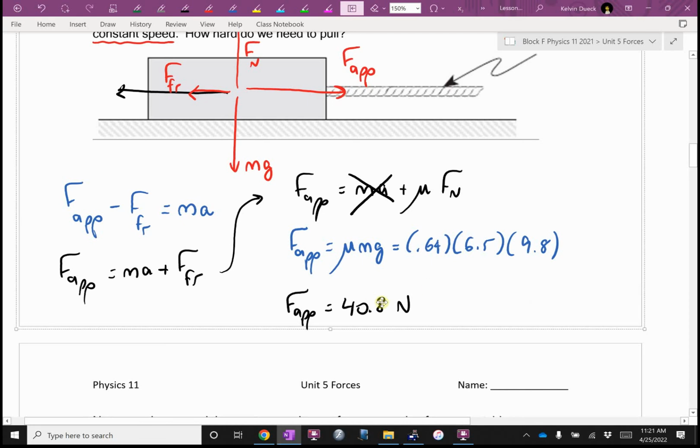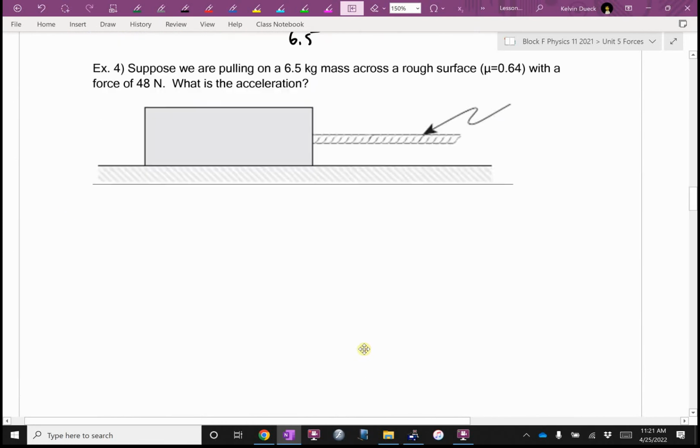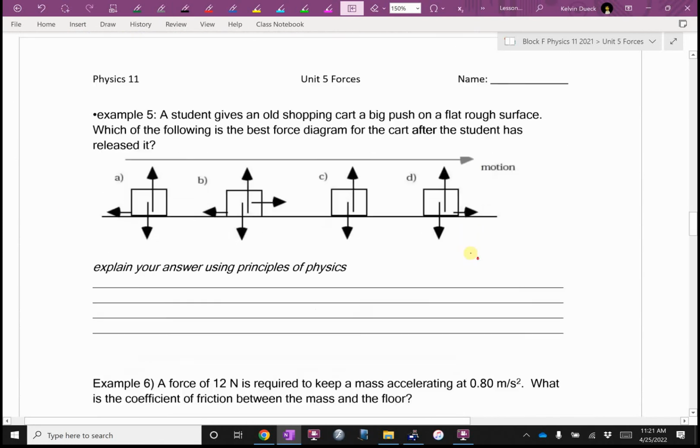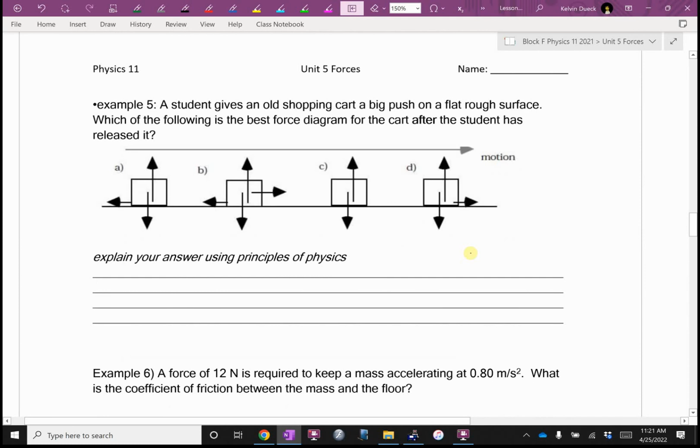So, as long as I'm pulling with more than that, this thing will accelerate. So I'm going to skip this, and I'm going to jump to example 5, a thought puzzle. It says this. A student gives an old shopping cart a big push on a flat, rough surface. So we're pushing it to the right. We give it a big push to the right. Which of the following, A, B, C, or D, is the best free body diagram for the shopping cart?